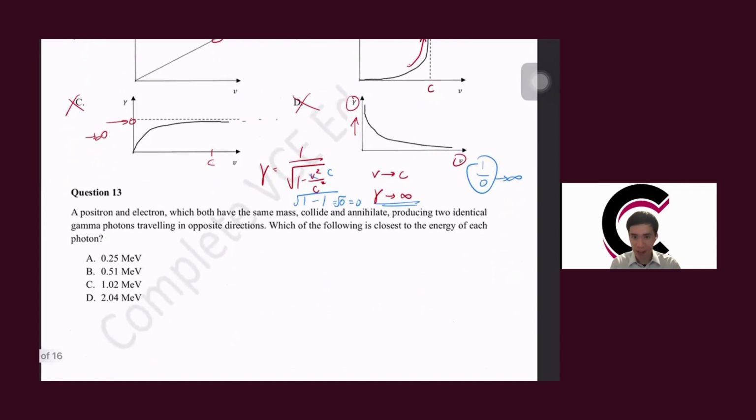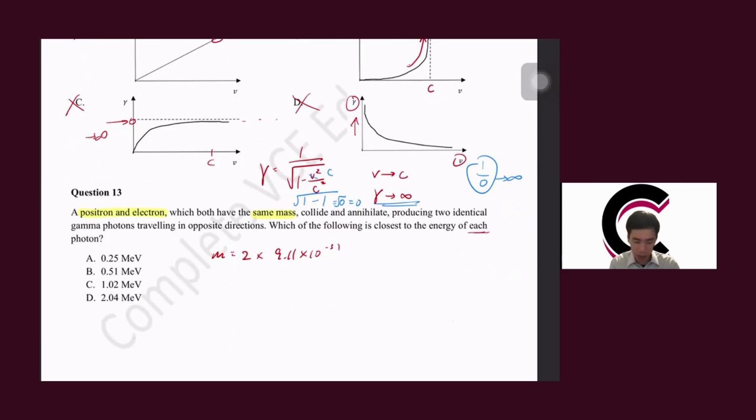One more to go. Last but not least, question 13. A positron and an electron have the same mass, they collide and annihilate, which means they become pure energy. So same mass is important. We've got 2 times the mass of an electron. You can put it down first. It produces 2 identical gamma photons that go in opposite directions.